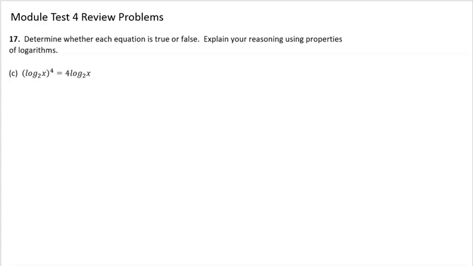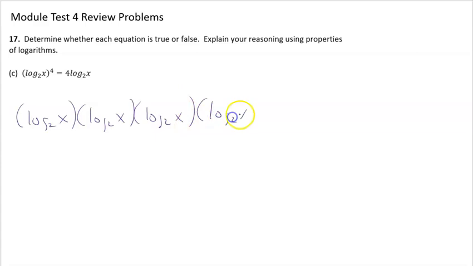Okay, here we go. There's a new problem. So, what do you think? Log base 2 of x to the 4th power, is that the same as 4 log base 2? It's actually not. So log base 2 of x to the 4th means 4 of them. That's log base 2 of x times log base 2 of x times, you get the point, log base 2 of x times log base 2 of x. It's not 4 of these. If we were adding, it would be 4 of them. Now, so this is definitely false.